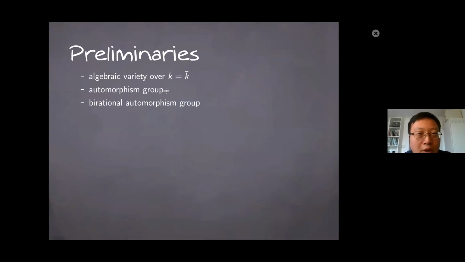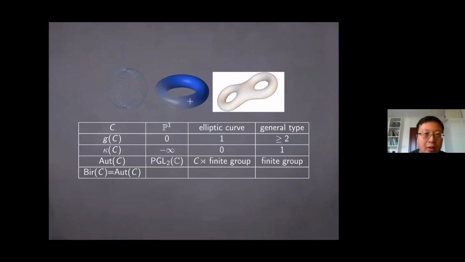All right. So this talk is over an algebraically closed field of any characteristic. So we are interested in automorphism groups and birational automorphism groups. Here is a simple example for these Riemann surfaces or smooth projective curves. If genus is 0, that's P1, and if genus 1, that's an elliptic curve, or genus greater or equal to 2, that's general type curves.